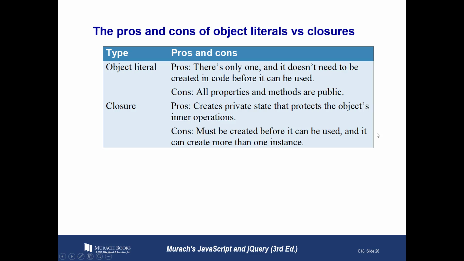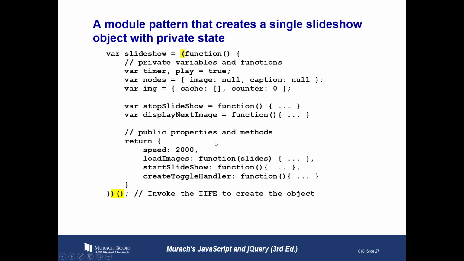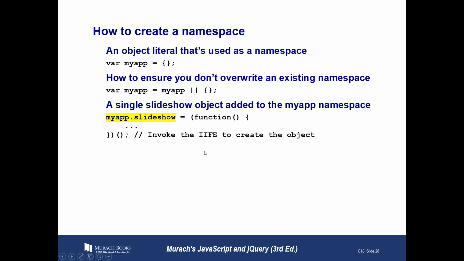Pros and cons of object literals versus closures. Object literals, I love this. Pros, there's only one. It doesn't need to be created in code before it can be used. Cons, everything's public. Closures, the pros, creates private state. And that private state, as mentioned, protects the object's inner operations. The cons: it must be created before it can be used, and it can create more than one instance.